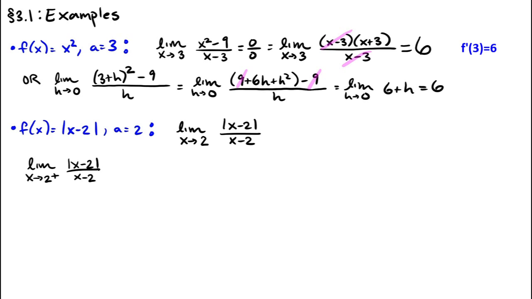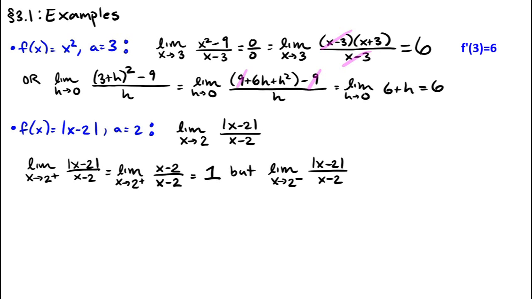When we look at the limit as x goes to 2 from the right, the quantity x minus 2 is always going to be positive. It's going to be a smaller and smaller positive number as x approaches 2 from the right. Since it's positive then, the absolute value of x minus 2 is just x minus 2, and we can see that the limit will just be 1.